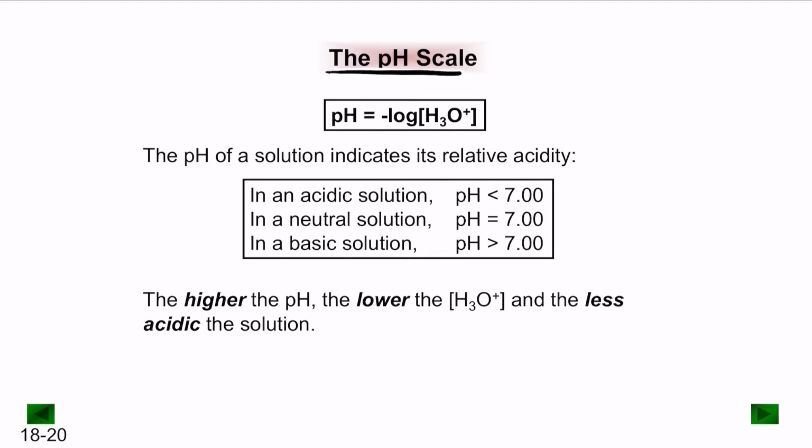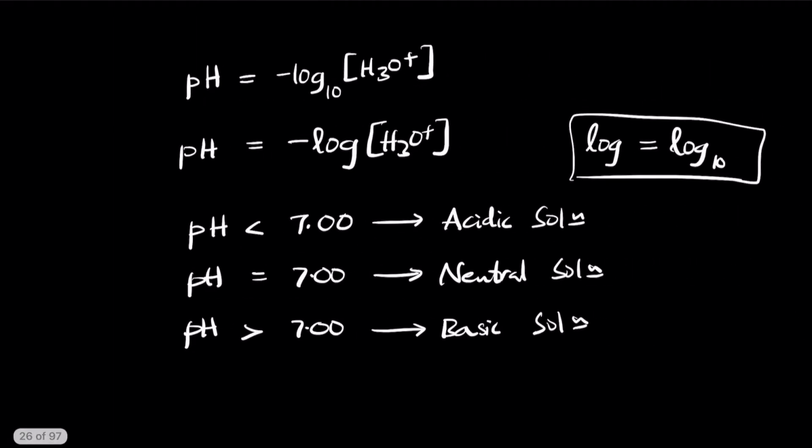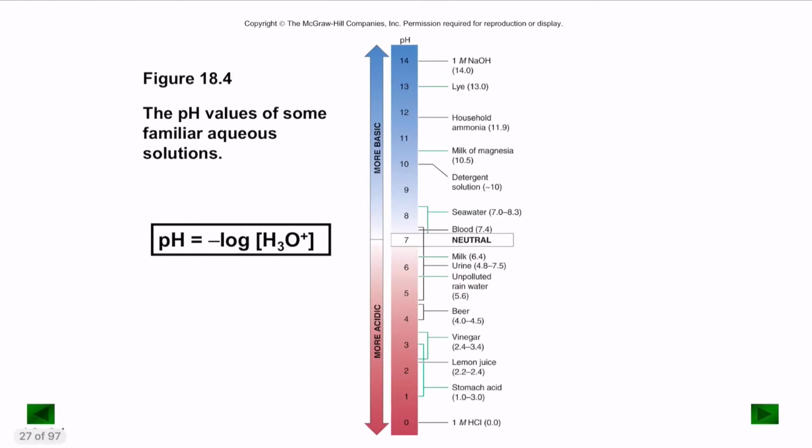So the higher the pH value, the lower the H3O+ concentration and the less acidic the solution. So as the pH value increases, the H3O+ concentration decreases. So this is the idea behind pH values.